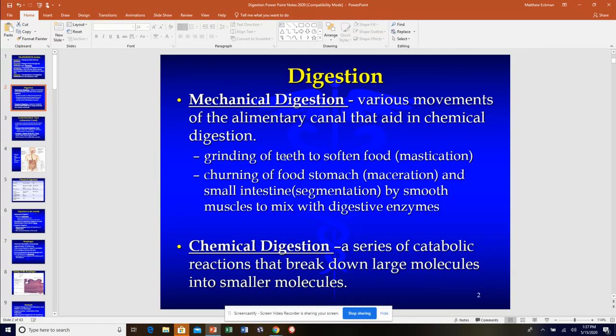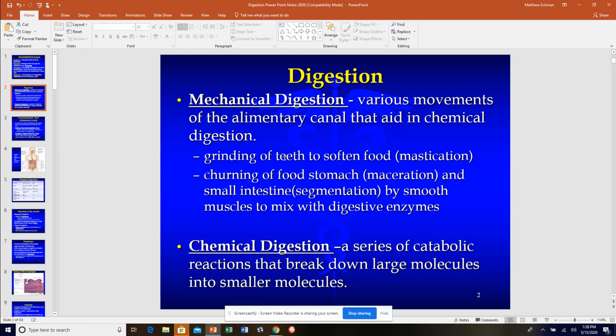A couple kinds of digestion are going to take place. First is mechanical digestion. Mechanical means that we're going to actually smash, grind, or break food up. And we use different types of organs to do this. Obviously, our teeth are designed to do this. And when you chew on food, it's called oral mastication.